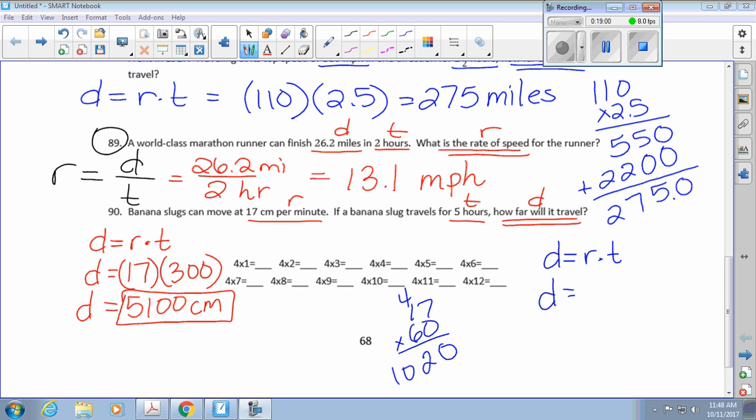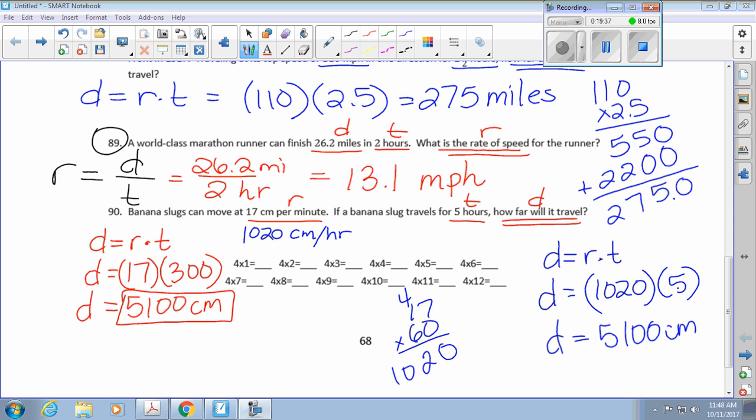The rate would be 1,020, and we could write this right here. It's 17 centimeters per minute, or 1,020 centimeters per hour. Now we can use our 5 hours. So if you go ahead and multiply those two, what do you get? What do you get when you multiply those? 5,100. Very good, 5,100. So, centimeters, very good.